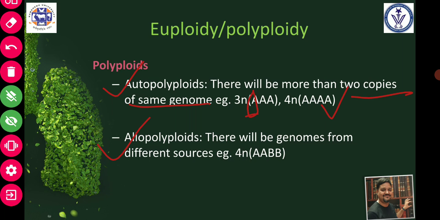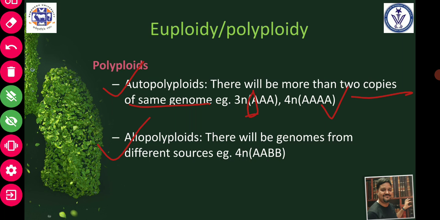The best example of autopolyploid is wheat. Wheat, we have already studied, is a hexaploid. Hexaploidy means the source of the chromosomes is the same, that is the initial one. Initially the number of chromosomes of wheat gets doubled and it becomes 6N. So the autopolyploidy example is wheat.